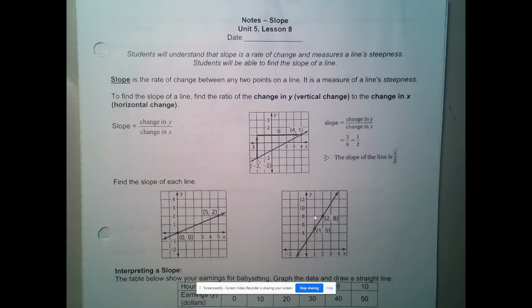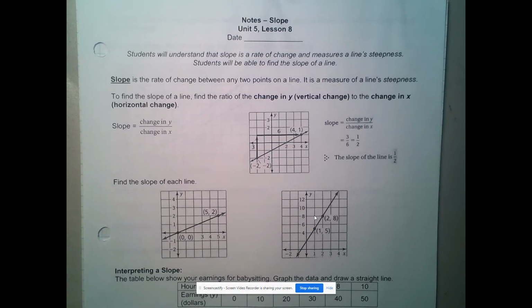All right, so we're back. We are talking about slope, and slope is one of my favorite things. It is very concrete, very straightforward, and we always do things exactly the same. And so most students find it to be pretty accessible.